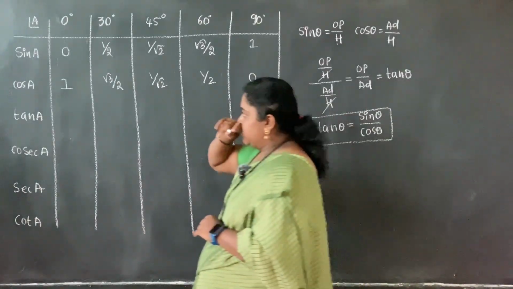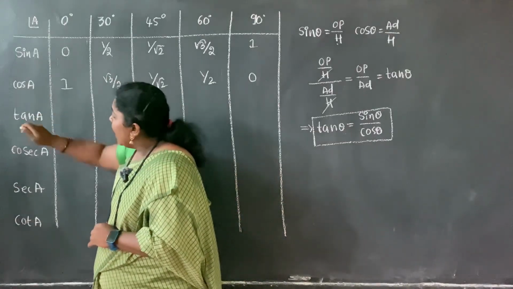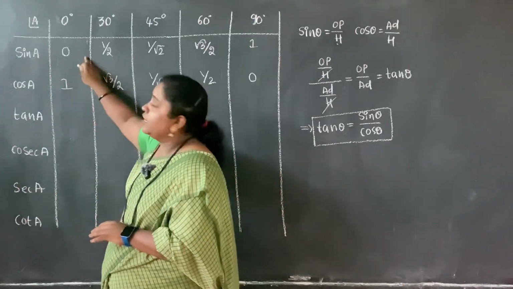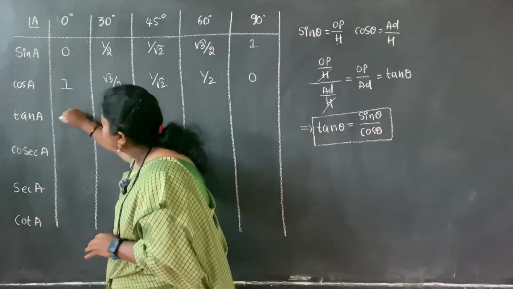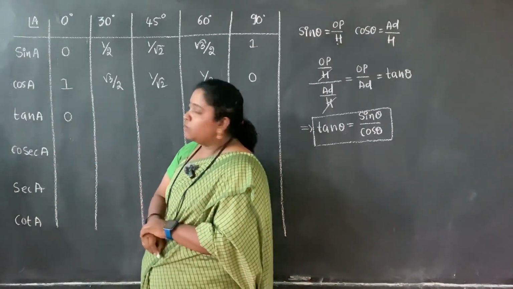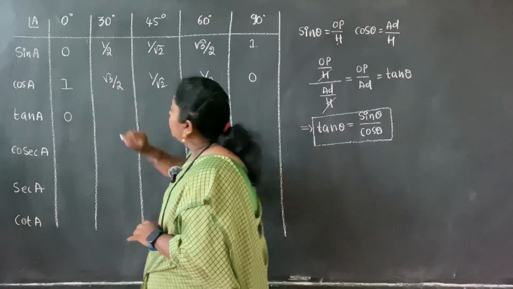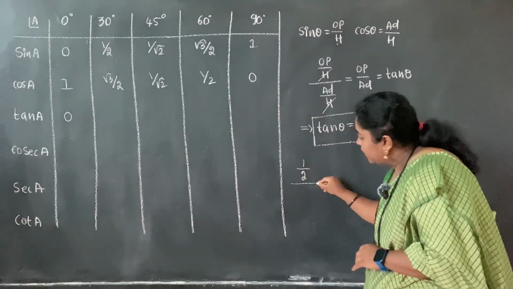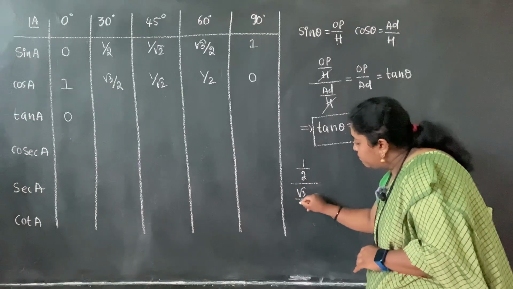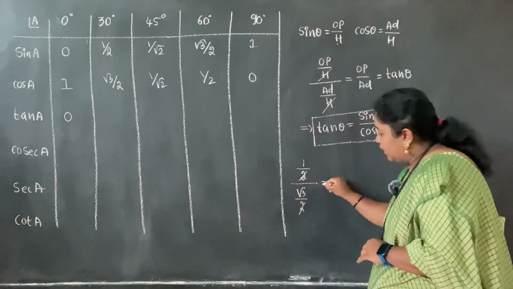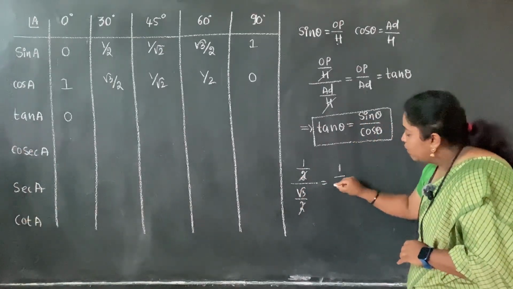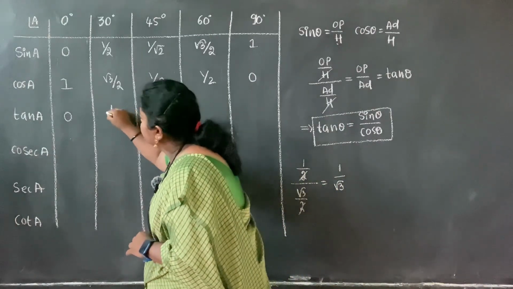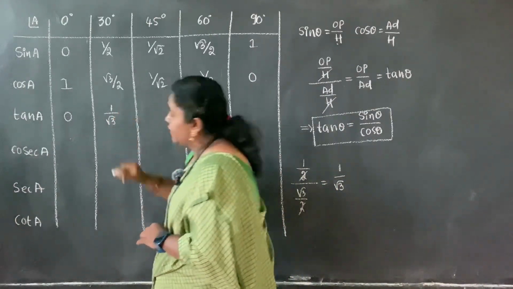Now dears, see here, tan A. To write it, 0 divided by 1. 0 divided by anything will give me 0. Yes or no? And here, 1 by 2 divided by root 3 by 2. 2 got cancelled. What am I left with? Only 1 by root 3. Means tan 30 is how much, dears? 1 by root 3. Yes or no?